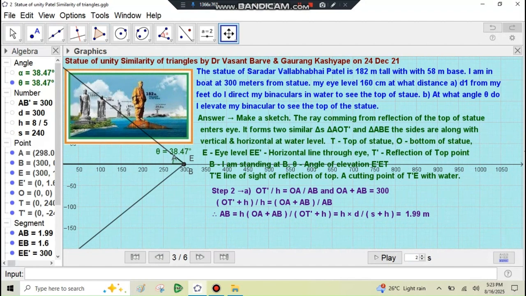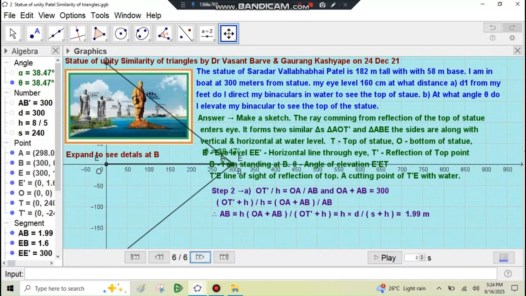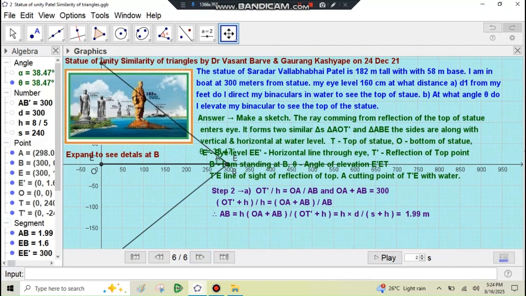I would suggest that you try this in GeoGebra as I have done, and appreciate how things work. Right. So I have shown you the expanded thing. I mean, we should be proud of this particular statue. Every book has the Qutub Minar. So I thought, why not we take this now for our trigonometry problem or similarity problem.